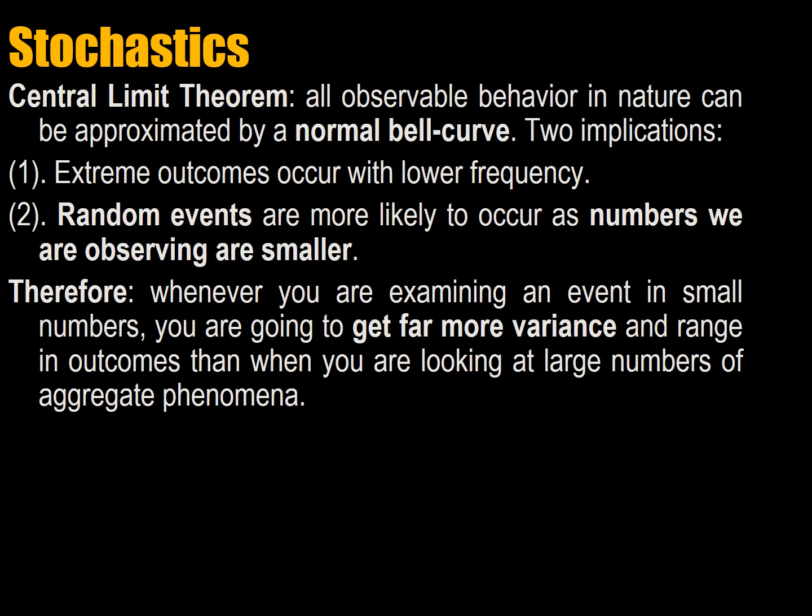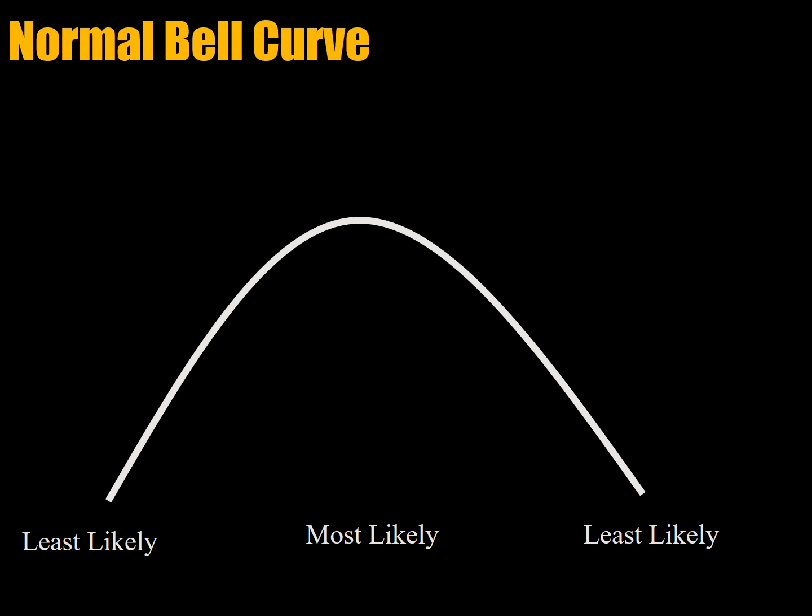Now, why does this matter for us? The idea is that if events occur in small numbers, you're going to get far more variance than if you have large numbers. Well, it comes down to how we select our cases, which I'll show you in the next slide. Here you can see a normal bell curve. You can see the peak in the middle, where events are most likely, and the tails on the left and right, where they're least likely.